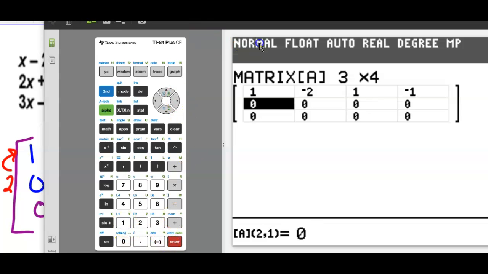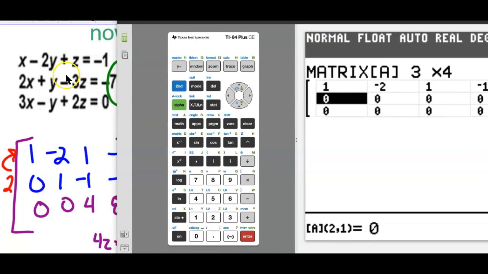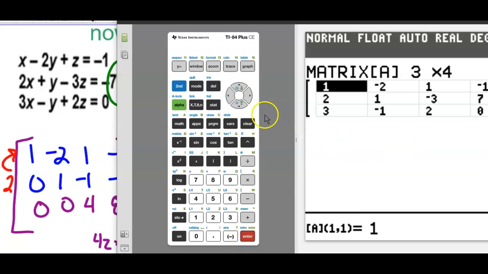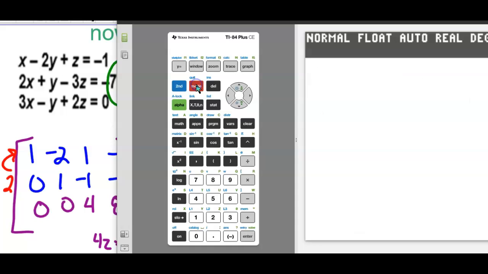Okay, and then 1, negative 1. The next row was here. Maybe if I just slide it over, I can see right here. 2, 1, negative 3, negative 7. And then 3, negative 1, 2, 0. You should always proofread these to make sure that you have them right. I'm going to just hope I do.